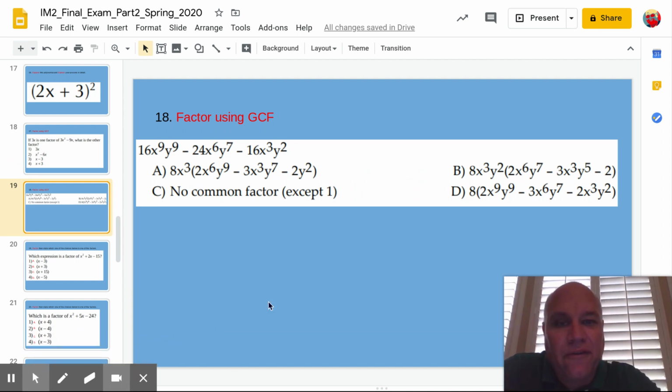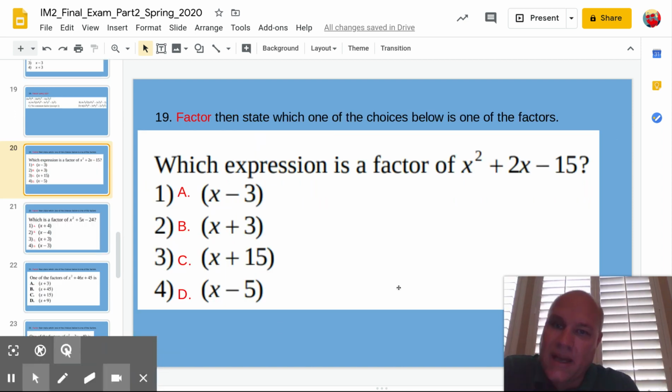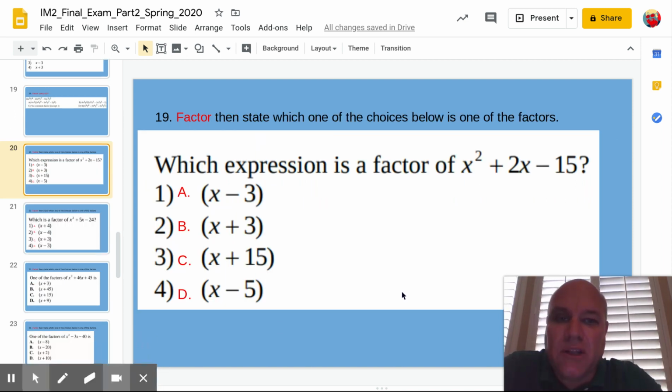All right, question 18, again, factor using greatest common factor. You just have to be very careful here because we're dealing with numbers and the variable x and the variable y. You have to find the GCF for all three parts and then make sure it multiplies out correctly to give you back the original.